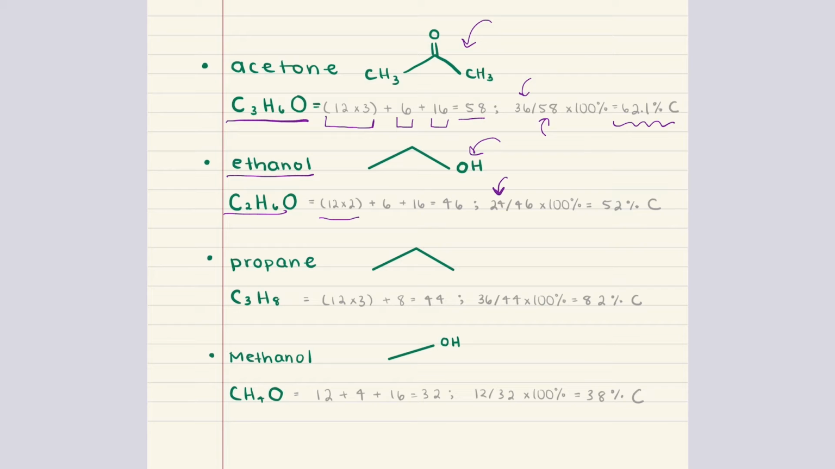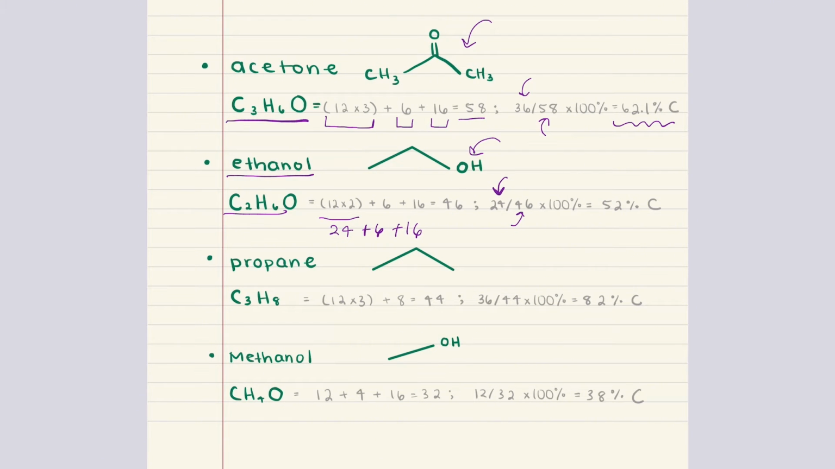So from carbon, we have 24 grams per mole. We have 6 hydrogens at 1 gram per mole each. That's 6 grams per mole. And then we have 1 oxygen atom at 16 grams per mole. So 24 plus 6, that's 30, plus 16, that is 46. So that's going to be our denominator. 24 divided by 46 multiplied by 100%.